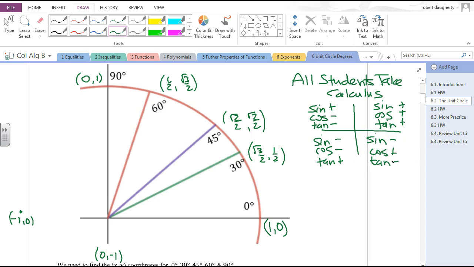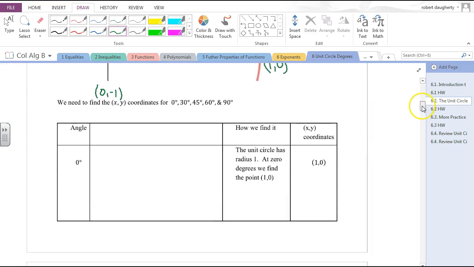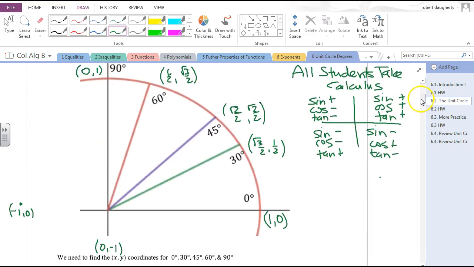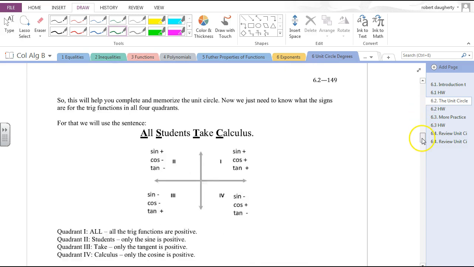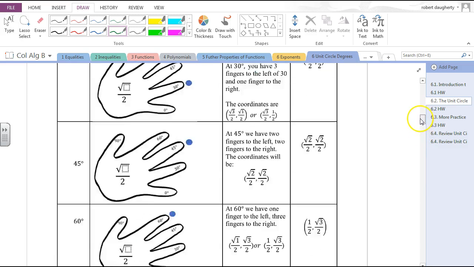So rather than write these numbers down in every quadrant, just memorize them in the first quadrant and know where the positives and negatives apply. Okay, so yes, and I think it will be later on. We'll get to it right here. Okay, so it's later on in your book.